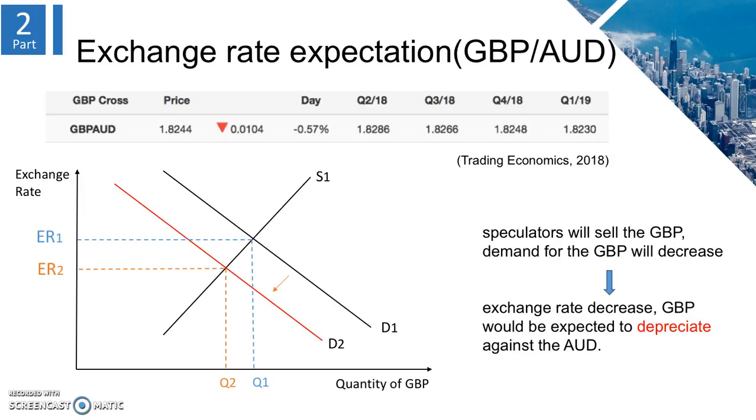According to Trading Economics, the pound is expected to depreciate against the Australian dollar. Therefore, speculators will sell the pounds, which causes decreasing demand for the pounds. Demand curve shifts to the left. Based on the theory, expectation about the future exchange rate can become a self-fulfilling prophecy. The expectation that the pound will depreciate against the Australian dollar will lead to the exchange rate decreasing. The pound would be expected to depreciate against the Australian dollar.